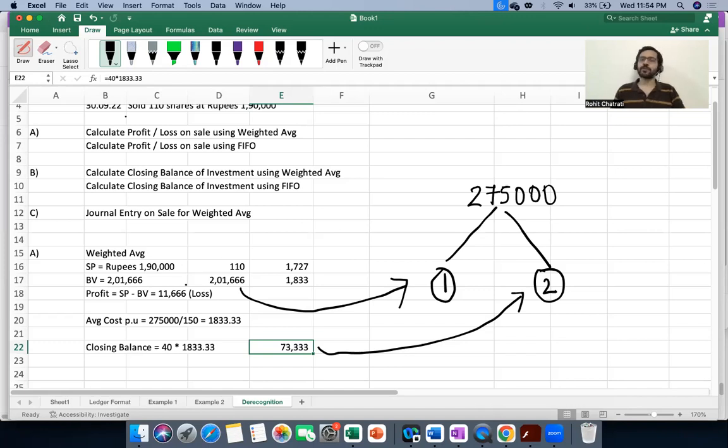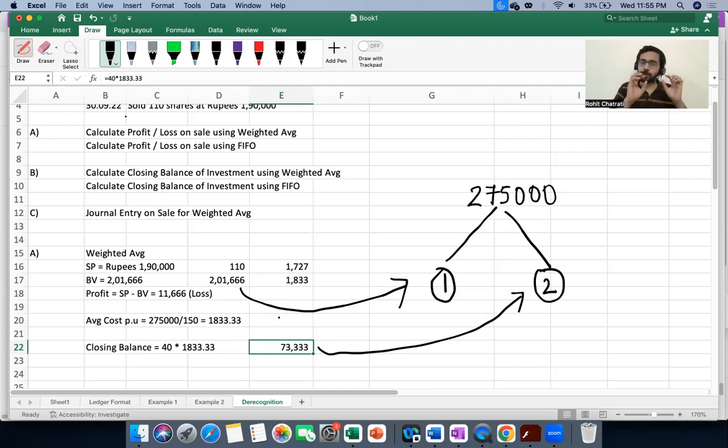If you take the sum of part 1 and part 2, it will be exactly equal to 2,75,000. The sum of 2,01,666 plus 73,333 will be exactly equal to 275. These two are subcomponents of 275, your total purchases. Of that, the cost of investments sold is 201, and the cost of investments that you have retained, which you will show on the balance sheet, is 73,000 rupees. And 1 plus 2 will exactly be equal to 2,75,000.